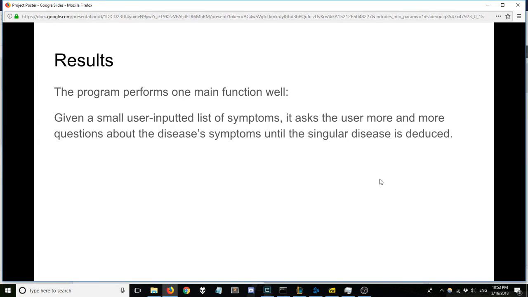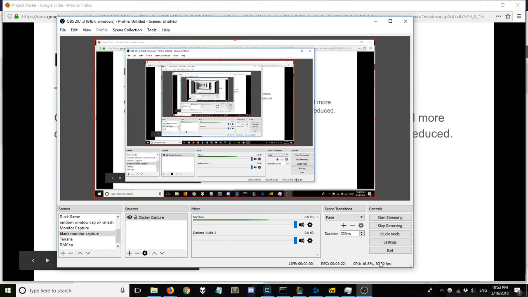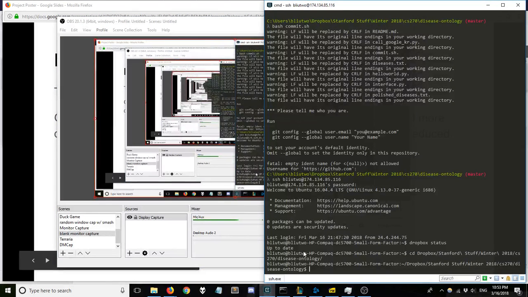So the results: this program performs one function well. Given a small user inputted list of symptoms, it asks the user more and more questions about the disease's symptoms until the singular disease is deduced. So in my remaining minute and 30 seconds, I will run through a demo of the program itself.